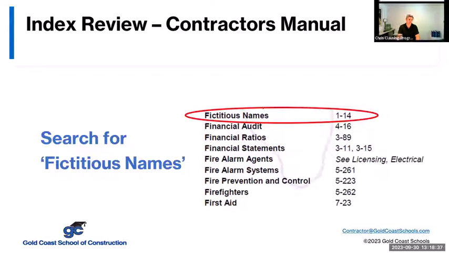So sometimes you'll see more specific keywords also included in the index. This is why it's really good to become familiar with the index, what's in there, what's not in there. That's going to serve you well on test day.